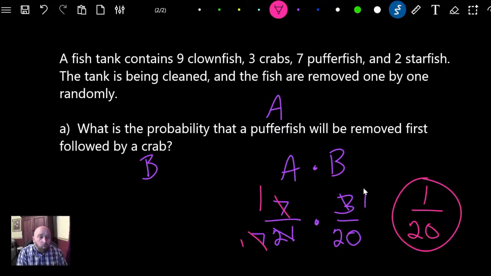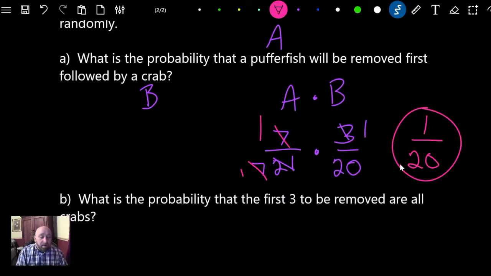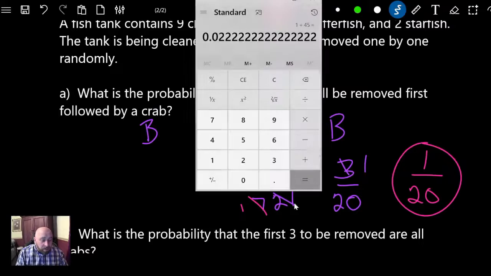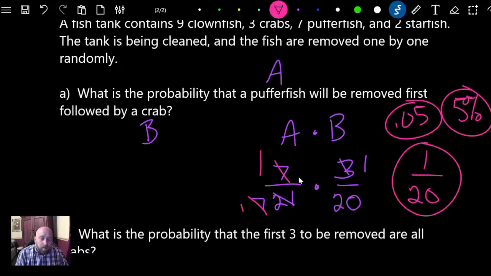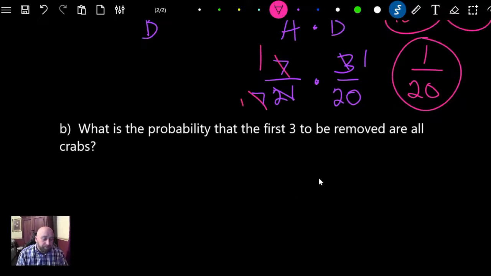So there would be a 1 in 20 chance of that happening. Then you would go to your calculator. You could divide that out. So 1 divided by 20 equals 0.05. So 0.05 would be our decimal, and then 5% chance would be our percent.